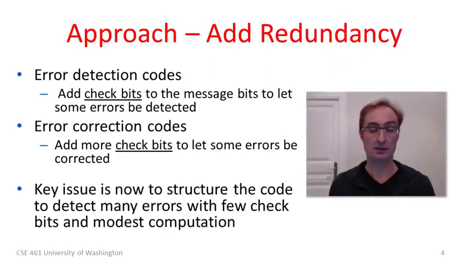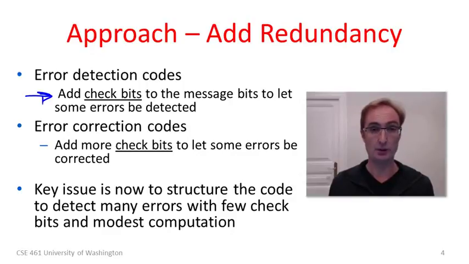How are we going to deal with these errors? To handle them, what we will need to do is add structure to the message by adding some redundancy. Only by adding some kind of redundancy and structure will we be able to recognize that the message doesn't look quite right, that something is wrong with it. With error detection codes, we add a little bit of structure in the form of check bits. We add these check bits to the message, and these check bits will then let us detect an error at the receiver, when an error has occurred.